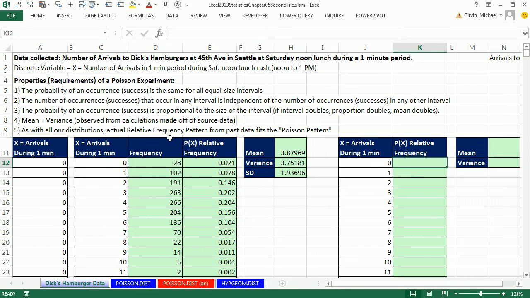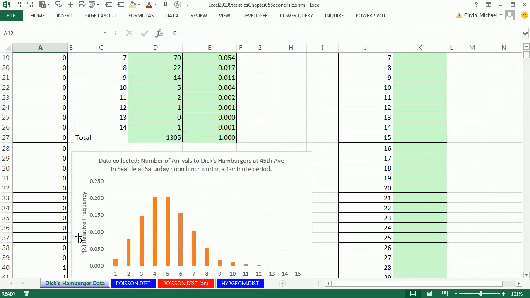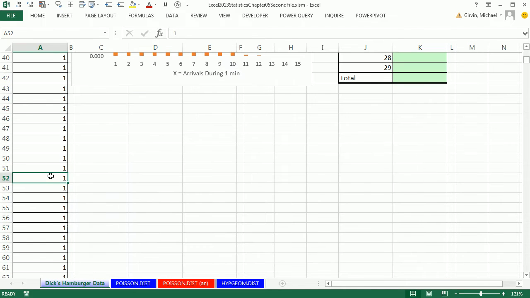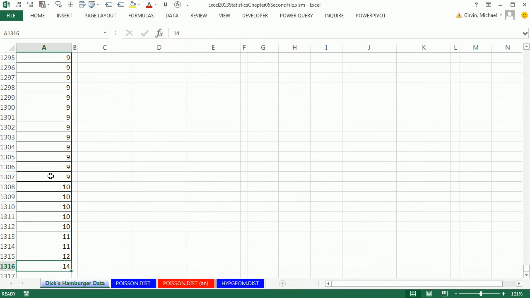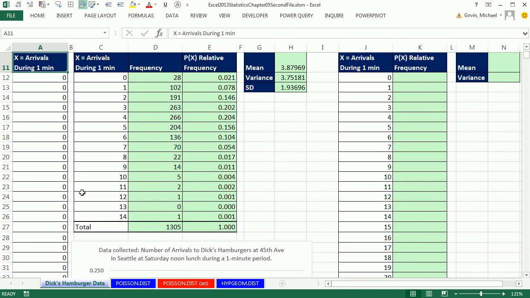Now, a couple of videos ago, we collected some data on number of arrivals at Dick's Hamburgers at 45th Avenue in Seattle on Saturday noon lunch hour. And we counted during a 1-minute period the number of people that arrived. We had this entire list, and we defined X as arrivals during 1 minute. There were some minutes that 0 people arrived. There were some minutes when 1 person arrived, all the way down to the bottom, Control Down Arrow, to one time when 14 people arrived in 1 minute.